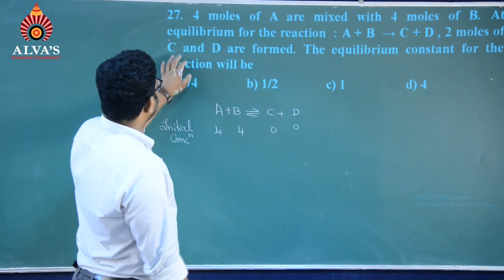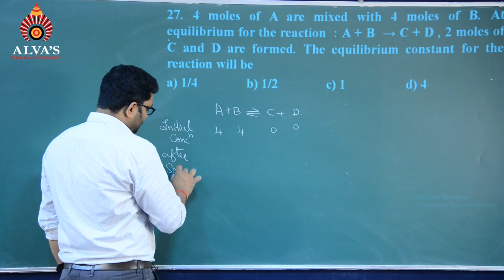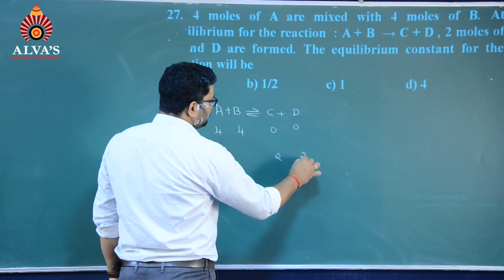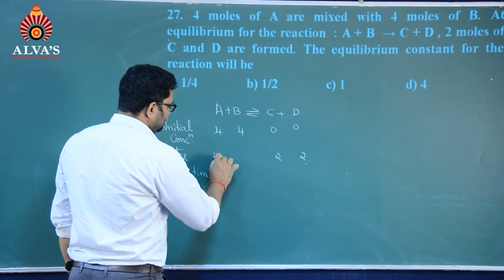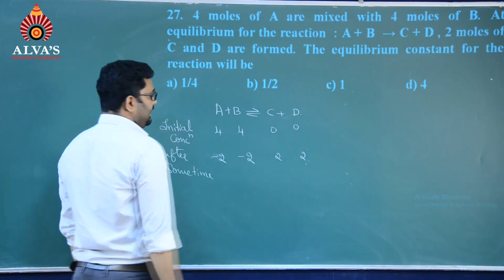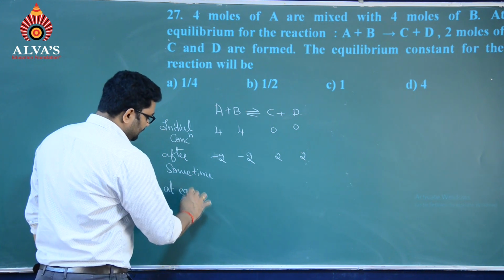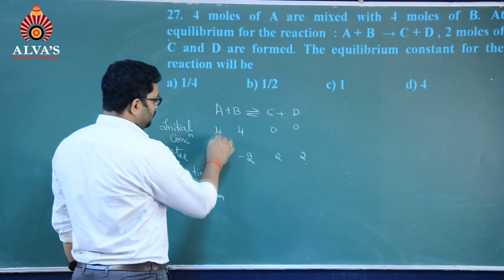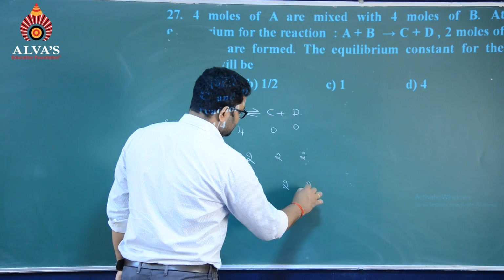Then 2 moles of C is formed after some time. 2 moles are formed, that means all are in 1:1 ratio, hence minus 2 moles of A and B got reacted. Now at equilibrium, the concentration remaining is 4 minus 2 is 2, 4 minus 2 is 2, this is 2, this is 2.